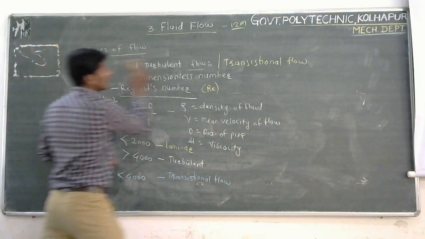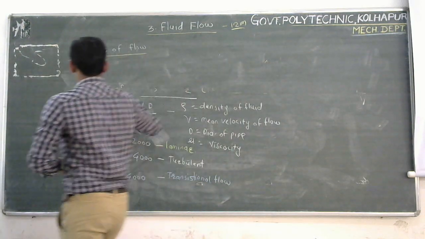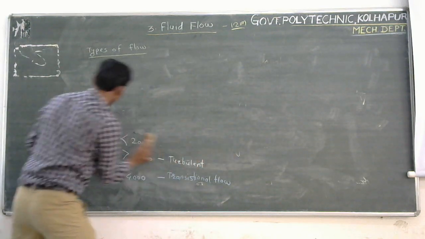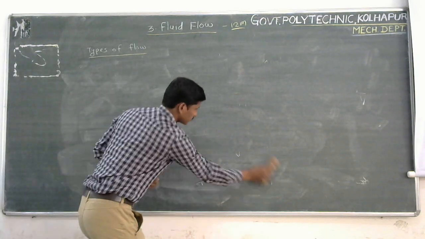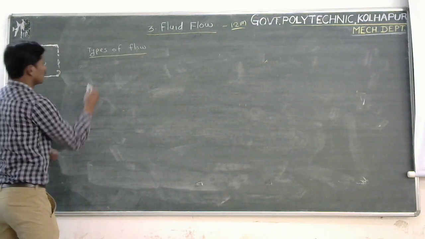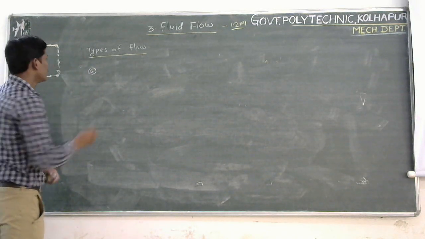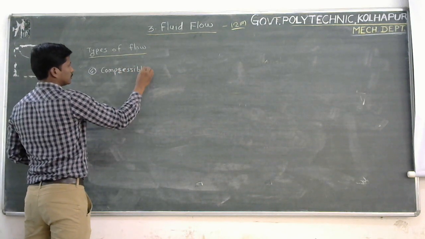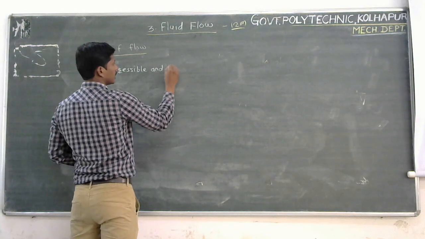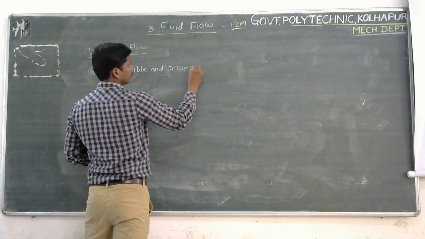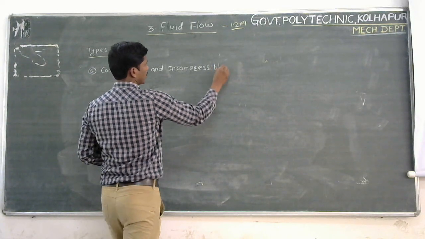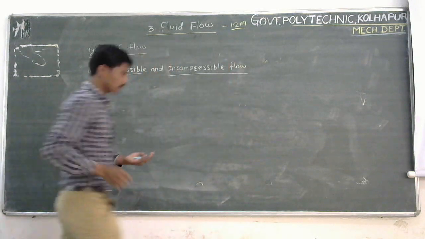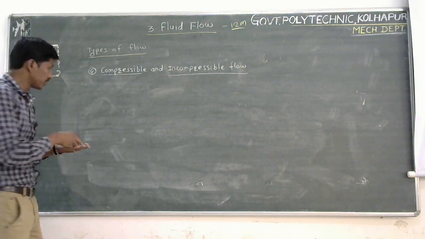Now we will see the fourth type of flow, that is compressible and incompressible flow. The fourth type of flow is compressible and incompressible flow. So we will see the definition.